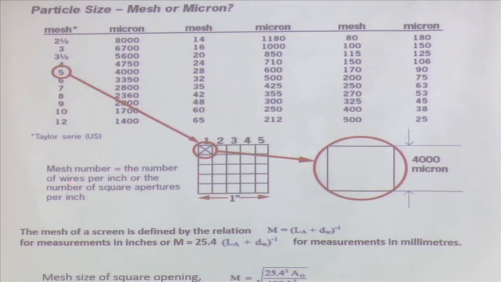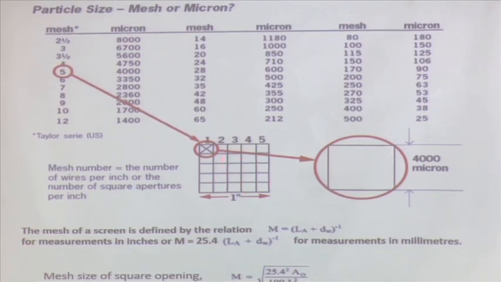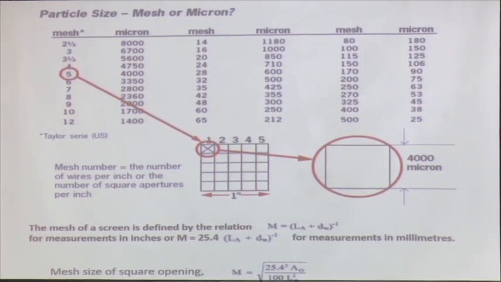So, mesh number is equal to the number of wires per inch or the number of square apertures per inch. So, I have to calculate what will be the average size of the aperture, how much each aperture size is. The mesh of a screen is defined by the relation M = 1 / (LA + dW), where dW is the wire thickness, and this is for measurements in inches. If I want to convert it into millimeters, then it must be multiplied by 25.4.